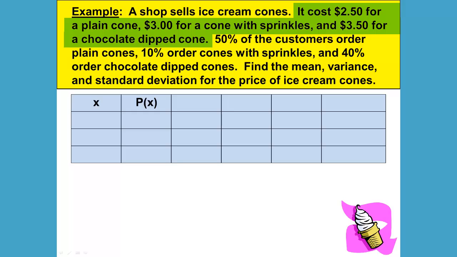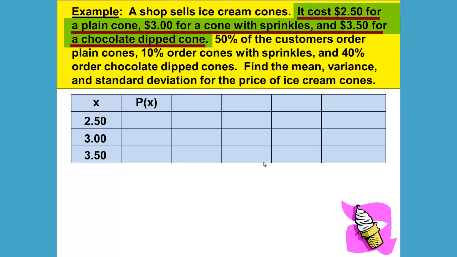This seems to tell me that the choices, or different data values or numerical values, that I have are that it costs $2.50 for a plain cone, $3 for a cone with sprinkles, and $3.50 for a chocolate-dipped cone. And since we're trying to find the mean, variance, and standard deviation for the price of the cones, we will let X, or our data value, be the numerical choices for the price. We will put those in our chart.